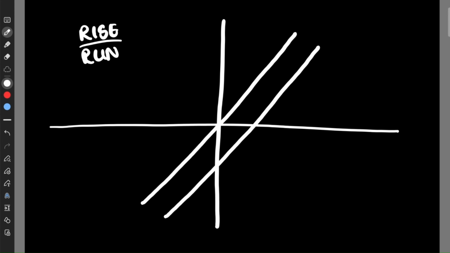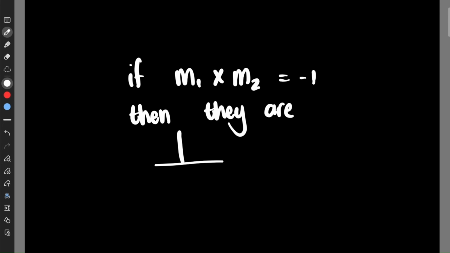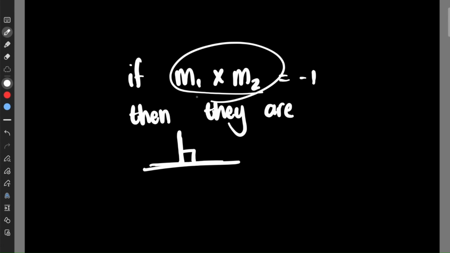And I'm going to teach you another thing that you can determine using the slope or gradient of lines, and that is whether two lines are perpendicular. To remind you guys what perpendicular means, it means that two lines intersect at right angles to each other. And the way to determine that using their slopes is using this formula. If m1, which is the slope of one line, multiplied by the slope of the other line is equal to -1, then the two lines are perpendicular.